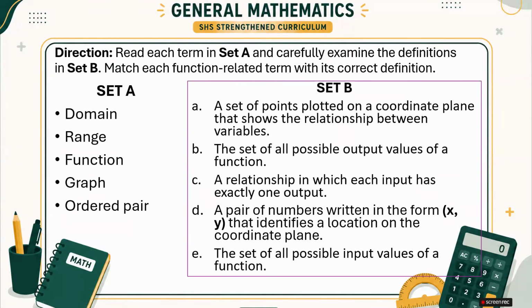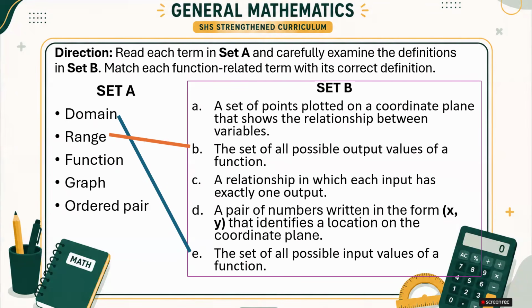Okay, we can now check. I hope you paused the video to have enough time. Are you now ready? For the first one, the correct answer is domain. Remember that domain means the possible input values. What about range? Very good. Is your answer letter B? Because range means the possible output values.